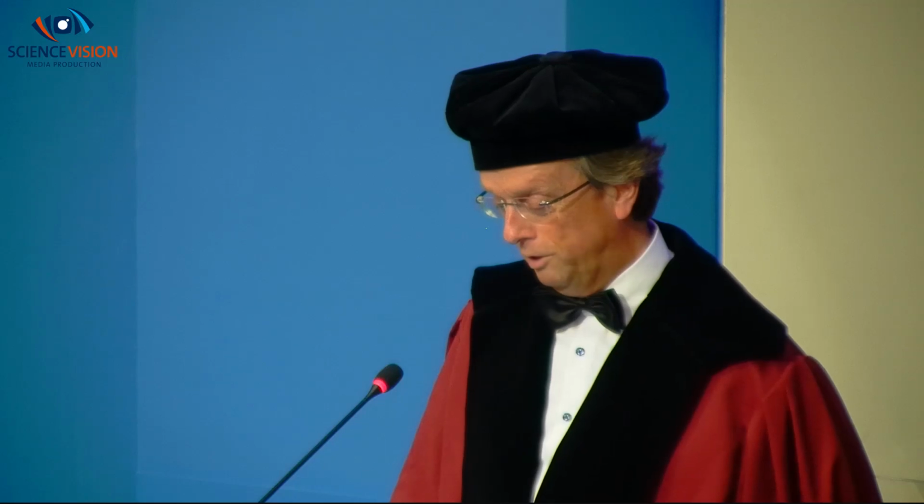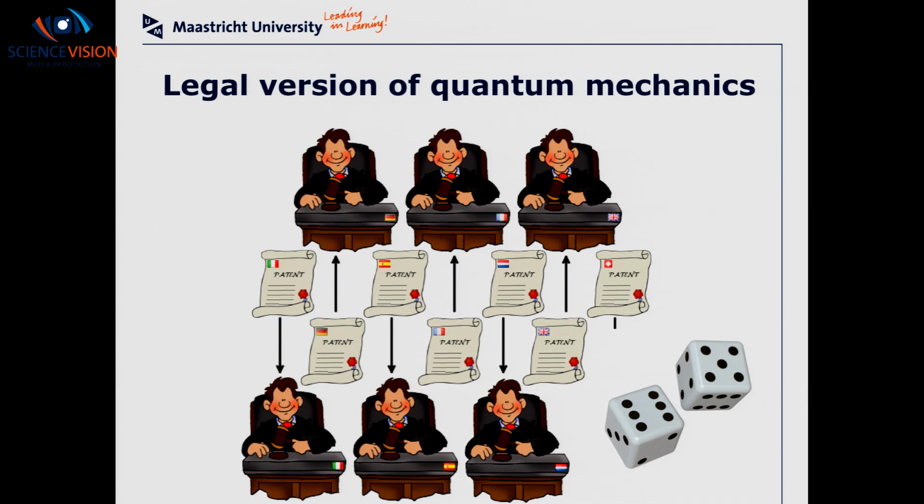Let's go back to the law. The present situation we have is the legal version of quantum mechanics, where indeed, if you are a patentee and you want to know what the outcome will be, it's a bit like rolling the dice. And depending on where you end up in court, the result will be different. That's not a nice outcome.